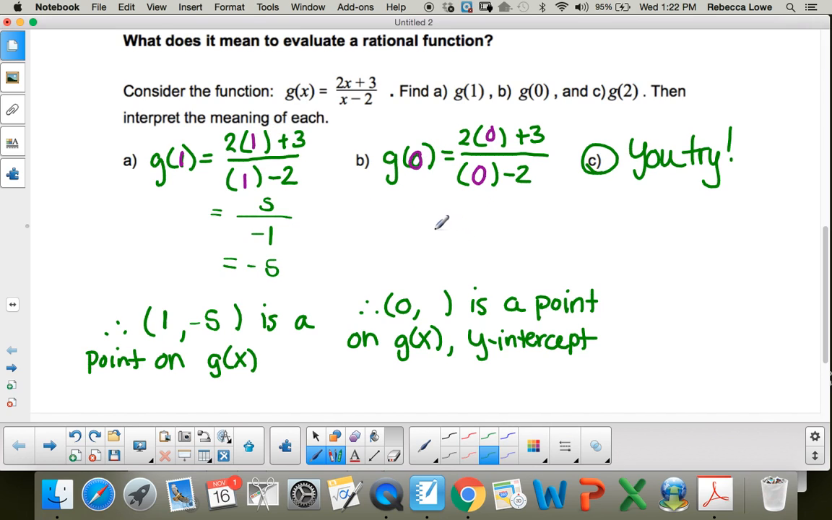We can do the same thing for g of 0. 2 times 0 is 0, plus 3 is 3. 0 minus 2 is negative 2. So 3 over negative 2 is the output. So when you put in x is 0, you get negative 3 over 2. This is a point on the function. It's also specifically the y-intercept because the x value is 0. Therefore, the function crosses at 0, negative 3 halves. You need to do C. So when you submit this note guide, C should be done.